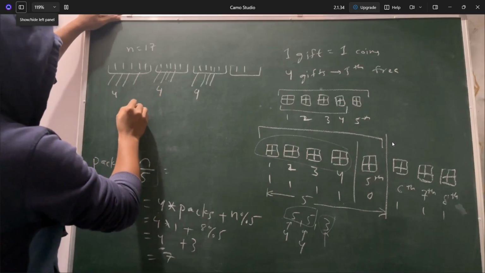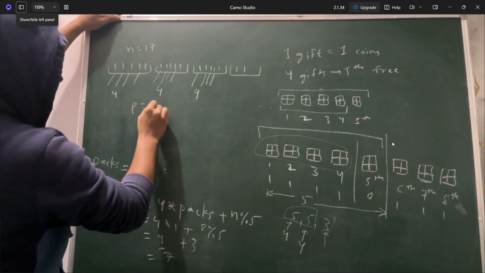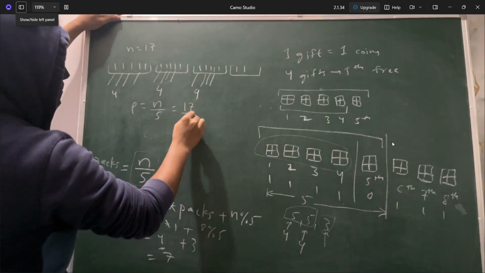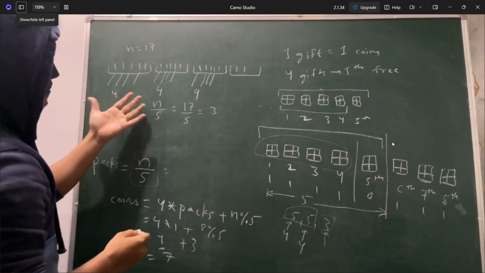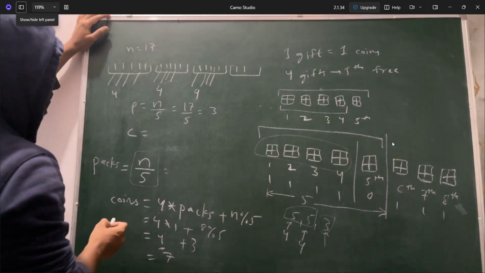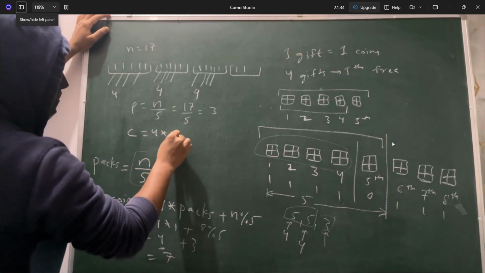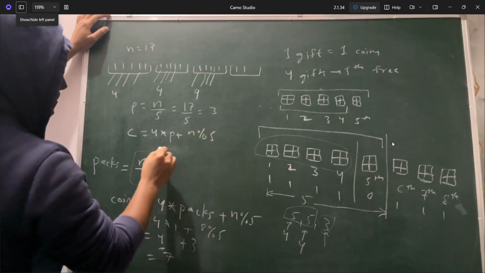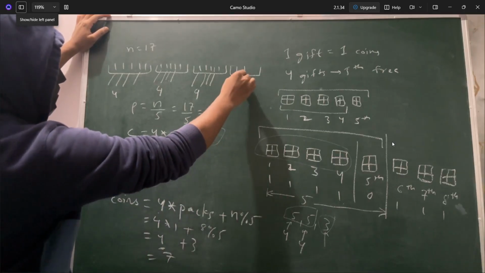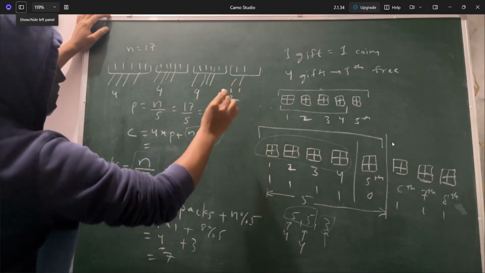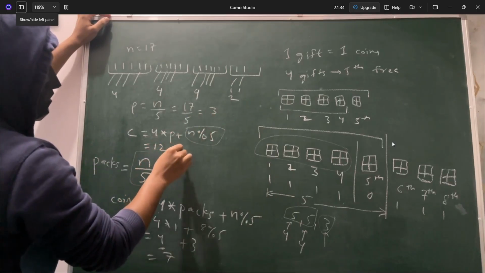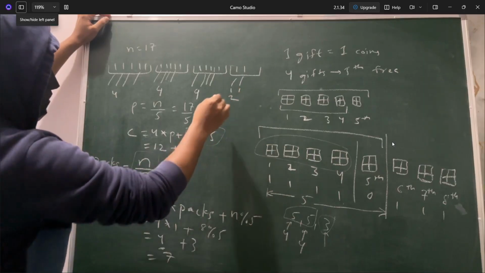So packs will be n by 5. What is n here? n is 17. 17 by 5 gives you 3. So 3 packs you have purchased. Now how many coins do you require? Let me denote it as C. It is basically 4 into packs plus n modulo 5, right? 4 into packs, with 3 packs, will be 12, plus 17 modulo 5, which gives you 2. So your answer is 14.